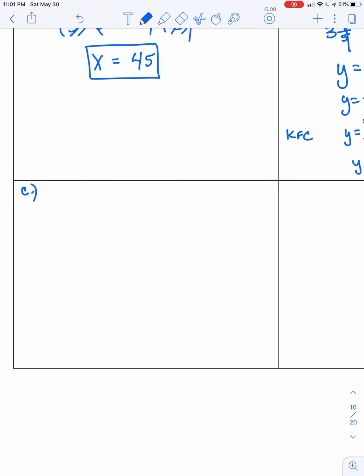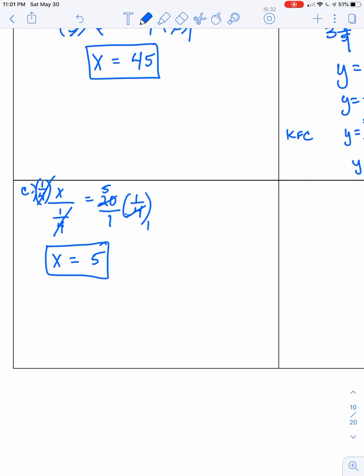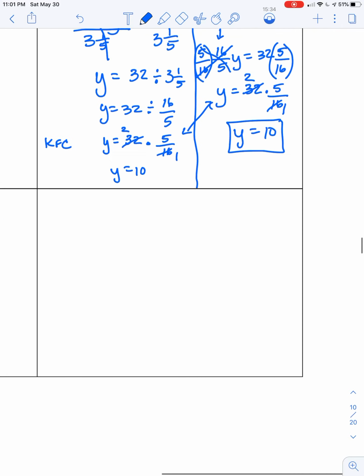Okay, letter C, x divided by 1/4 equals 20. We're going to multiply both sides by 1/4 to isolate the variable, because 1/4 divided by 1/4 is 1. And I can do some cross canceling over here. And I end up with x equals 5.